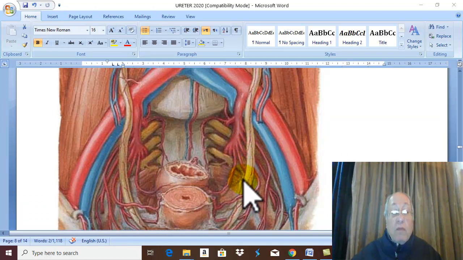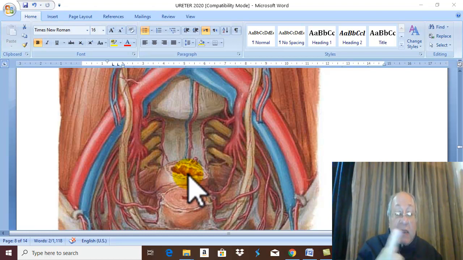The ureters are on both sides of this organ, the rectum. And the doctor can put a finger in the rectum and feel the surrounding structures. With one finger here, you palpate the pelvic organs, and you may feel the hard stone inside the ureter.